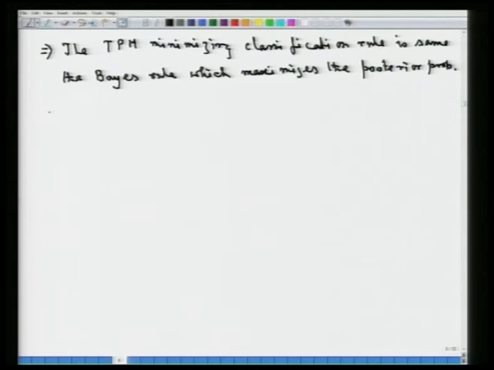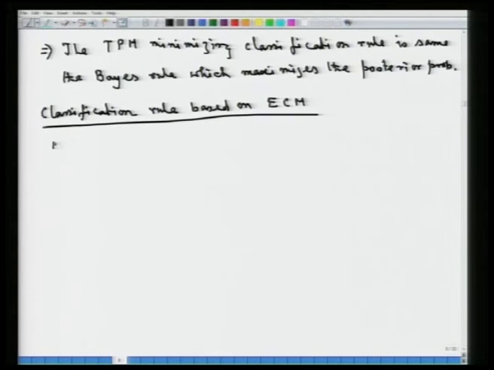Now, next we are going to look at classification rule based on ECM, still on a multi-class problem. So, we will now look at classification rule or construction of the classification partition based on the expected cost of misclassification. Let us recall the structure. That is what we have.